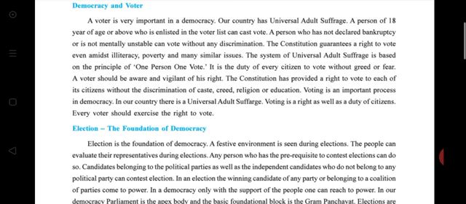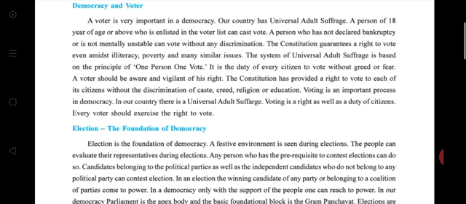The Constitution has provided the right to vote to each of its citizens without discrimination of caste, creed, religion, or education. In the voting system, caste and religion do not matter. Voting is an important process in democracy. In our country, there is universal suffrage. So voting is a right as well as a duty of the citizen.